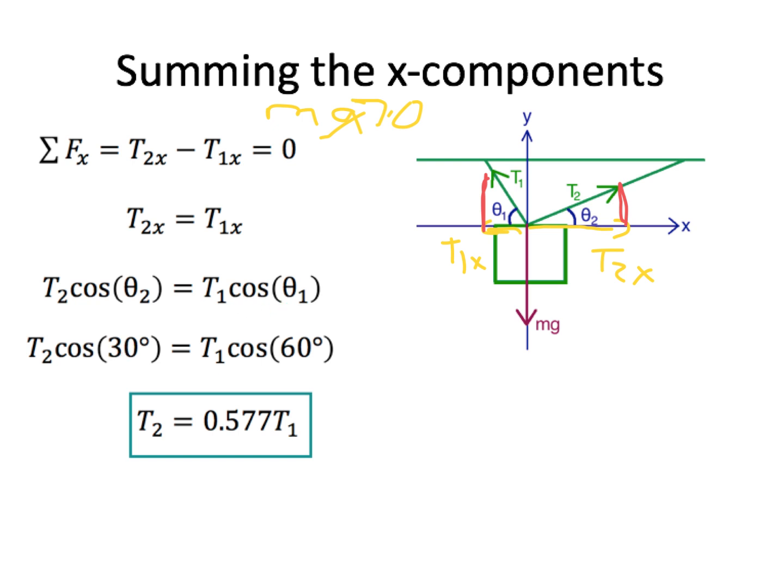I can plug in the values of theta that were given in the problem. And if I solve for T2, I find that it's equal to 0.577 T1. And that comes from summing the forces in the x direction. Now, that doesn't tell us what either of these tensions are because we don't have enough information to determine them both yet.